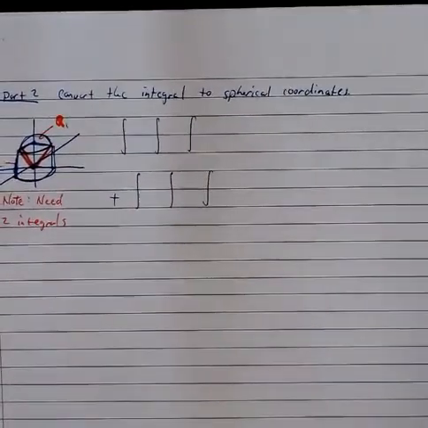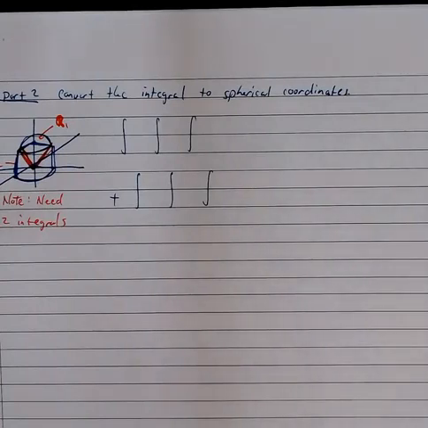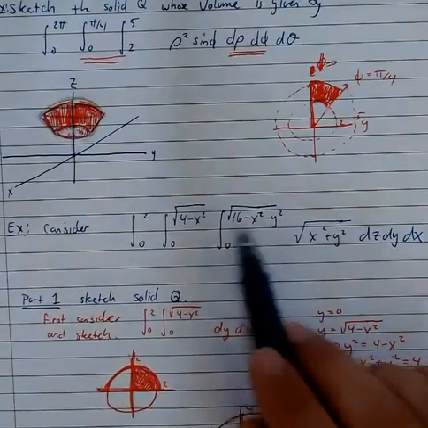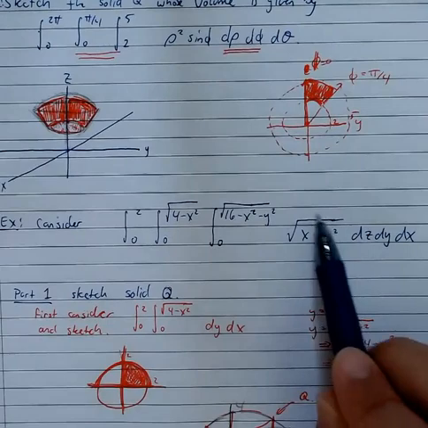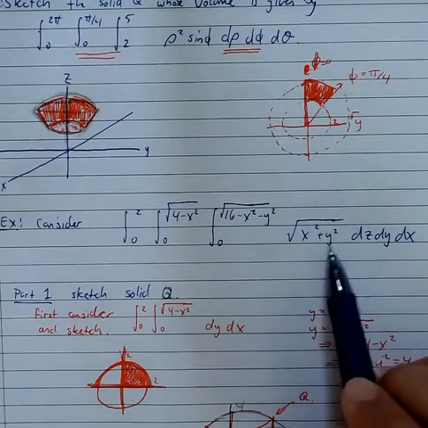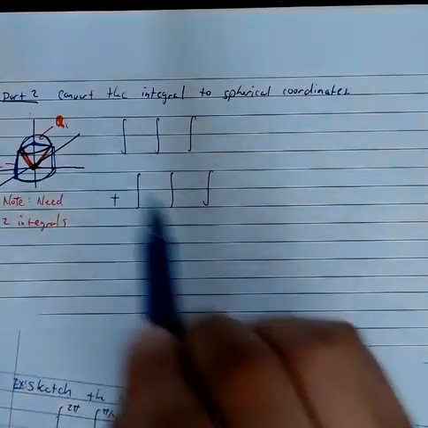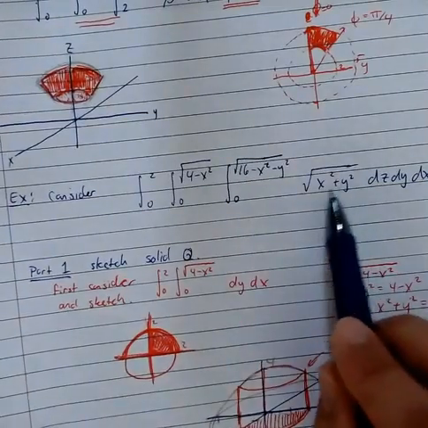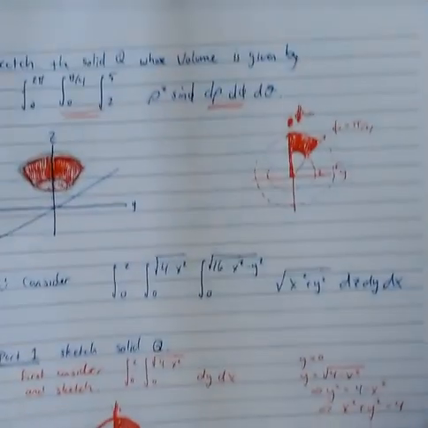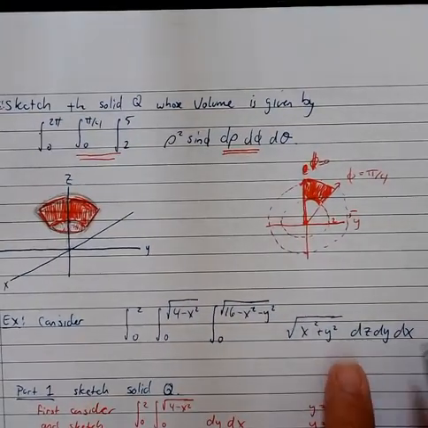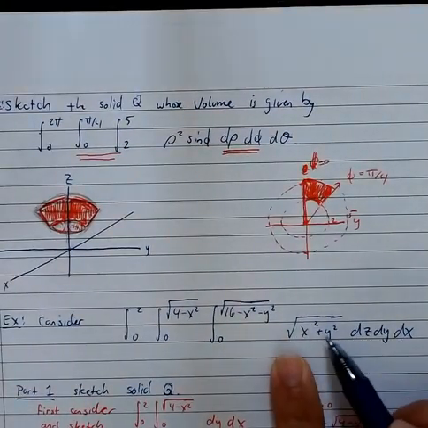Now, I need to convert my original integrand into spherical coordinates. Here, we didn't just have an integral dz dy dx, we also had this thing right here. So as we're converting not only our boundaries, but also our function and the differentials. Okay, so let's go ahead and do that. Here, we're going to take the square root of x squared plus y squared.